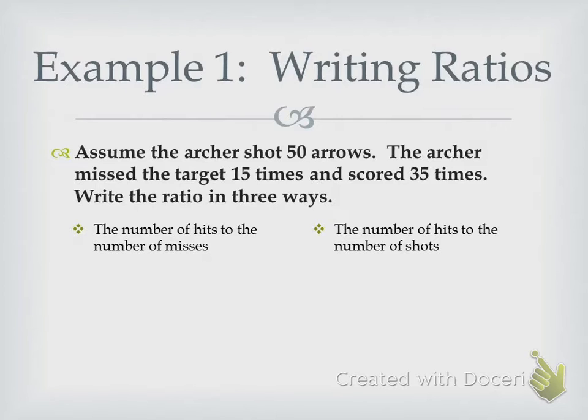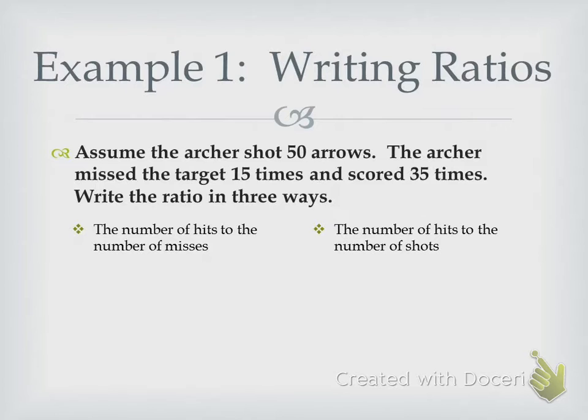I want you to go ahead and in three ways, write the ratios and make sure that it's in simplest form. So that's the first thing. Write the ratio in simplest form and then in three ways, three total ways. All right, so hits to misses and then hits to the number of shots.